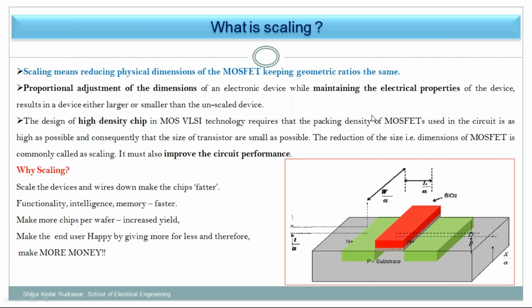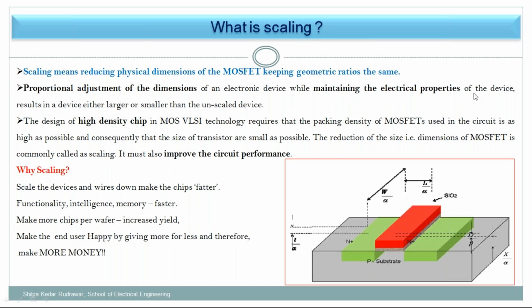So there should not be variation in the scaling factor, which over here is S. Scaling factor. Here it is mentioned as alpha, somewhere it is mentioned as S, but consider only one parameter, that is, here we will be considering S. This is a direct picture I have taken, and that's why it is mentioned alpha over here. So it is like that. Proportional adjustment of the dimension of an electronic device while maintaining electrical properties of a device.